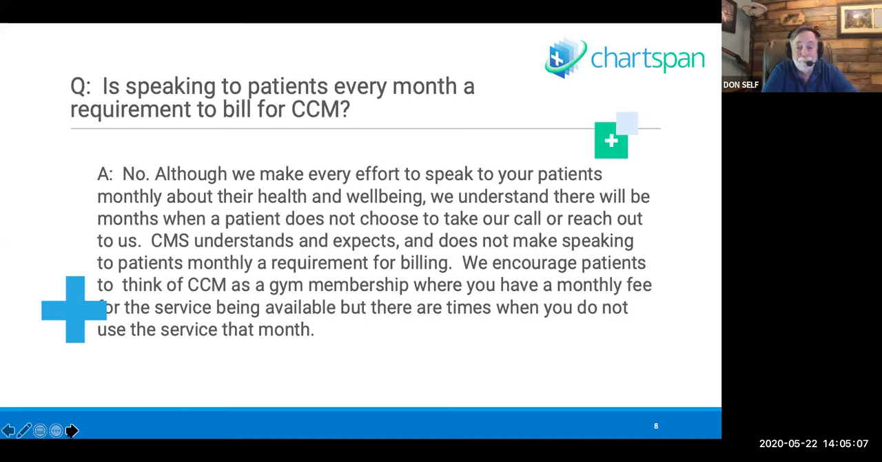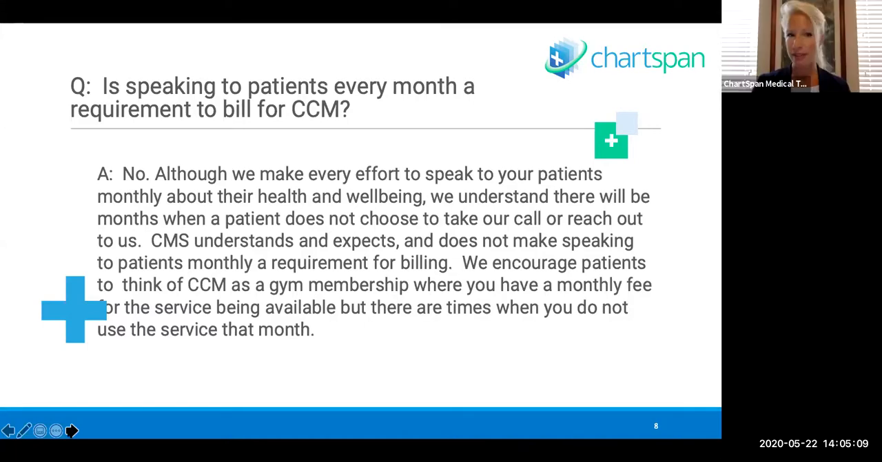Yes, ma'am. I have another question for you. This is regarding CCM again. Is there a requirement that ChartSpan or a vendor or even a practice speak to patients every month while they're in CCM in order to bill for CCM?